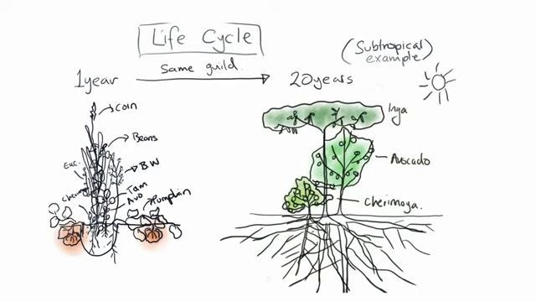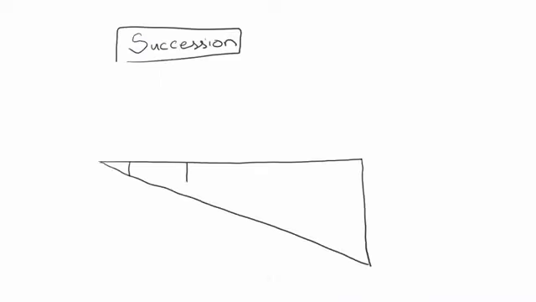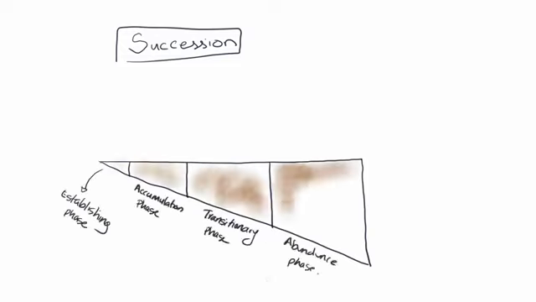Okay, our third principle of syntropy is succession. So succession is looking at ground formation and vegetation. So we have our establishing phase, accumulation, transitionary, and abundant phase. And this is to do with the soil fertility. And we'll find that the vegetation in these areas differs slightly.